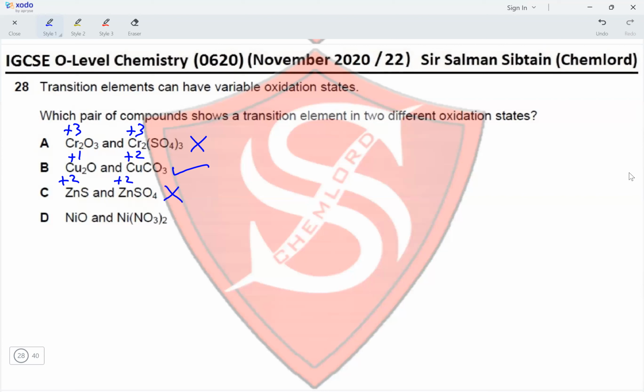And last, NiO. The oxide ion has a charge of -2, so nickel will have a charge of +2. And Ni(NO3)2, nitrate has a charge of -1, and there are two nitrate ions, which have a total charge of -2. In order to balance that, nickel would have a charge of +2. So both compounds of nickel have the same oxidation state. Therefore, the correct option for this question is option B.